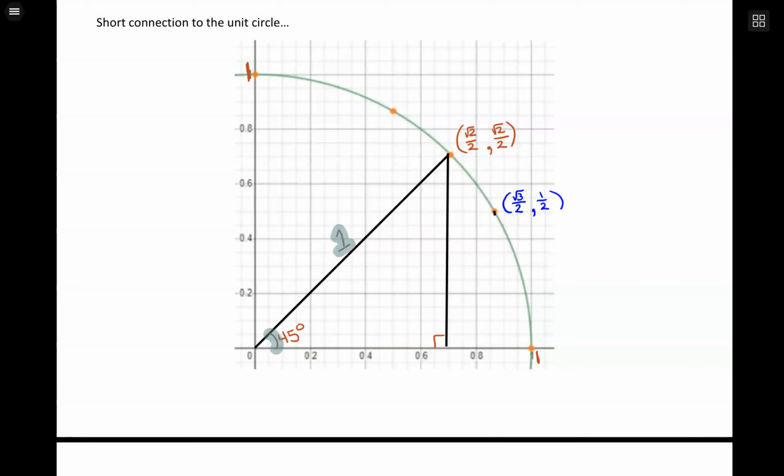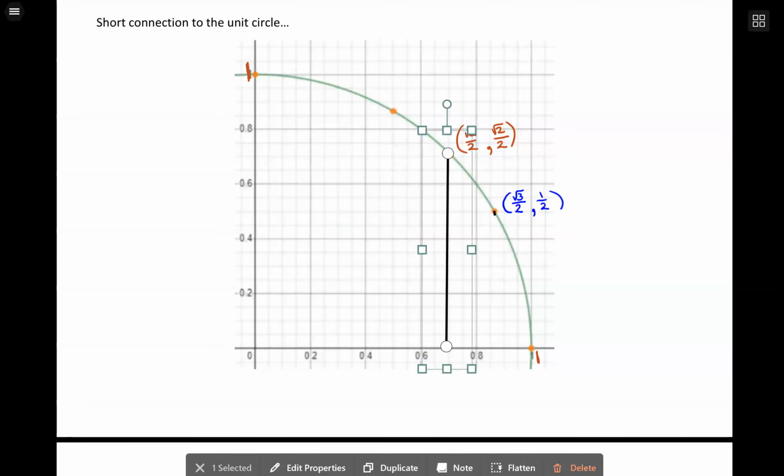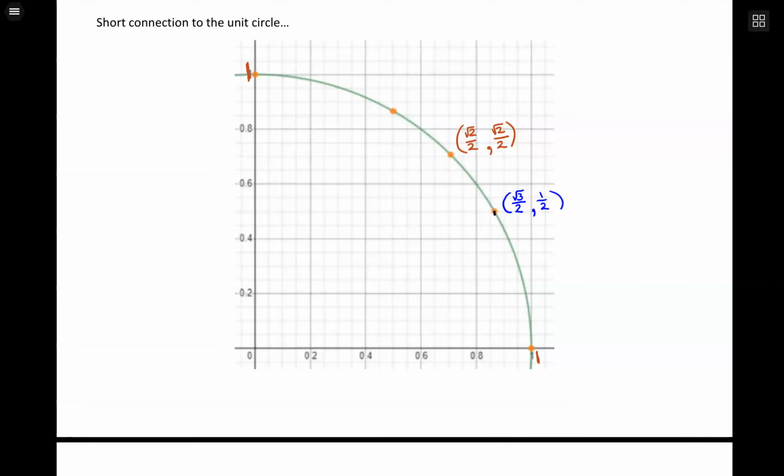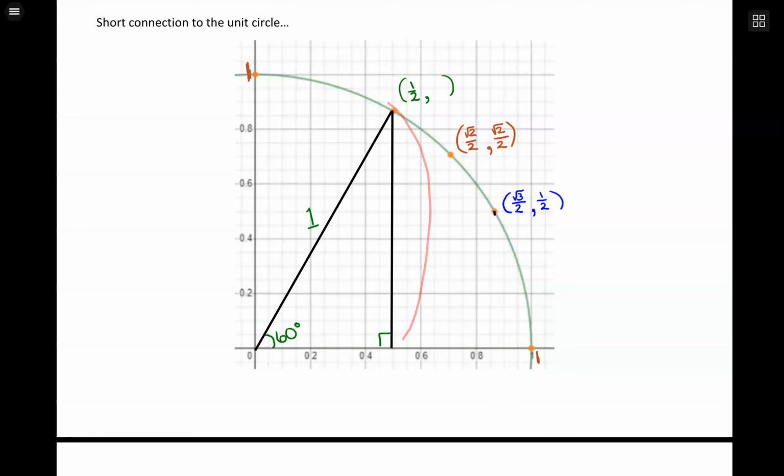And then our last one, sorry, get those out of there. All right, our last one would be up here. And this would be our 60 degrees. Right triangle with the hypotenuse of 1. So x and y coordinate, the x coordinate would be coming from the short side, which is 1/2. The y coordinate would be coming from the long side, which is root 3 over 2.